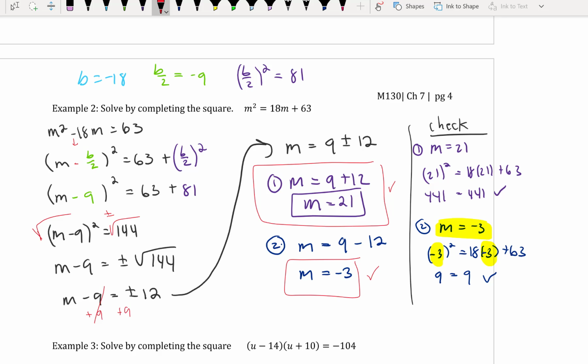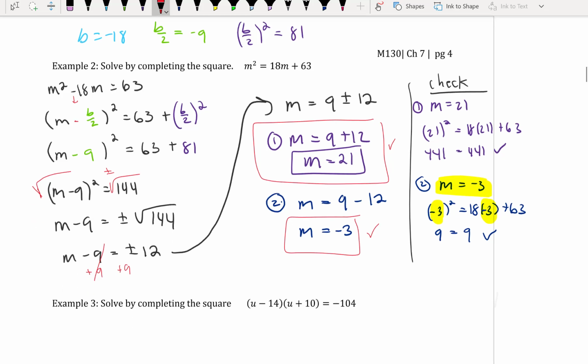So m is equal to negative 3 is the correct answer, and you do get 9 is equal to 9, which is a true statement. So m is equal to negative 3 is a good answer, and m is equal to 21 is also a good answer. So always get into the habit of checking your solutions, because you never know whether or not it's going to work out or not unless you check it.